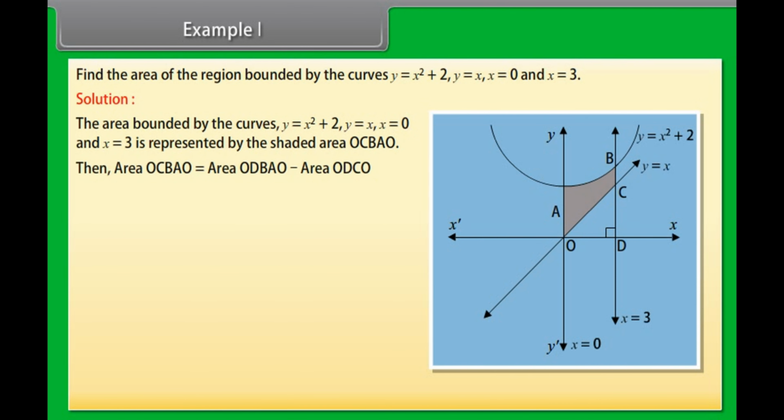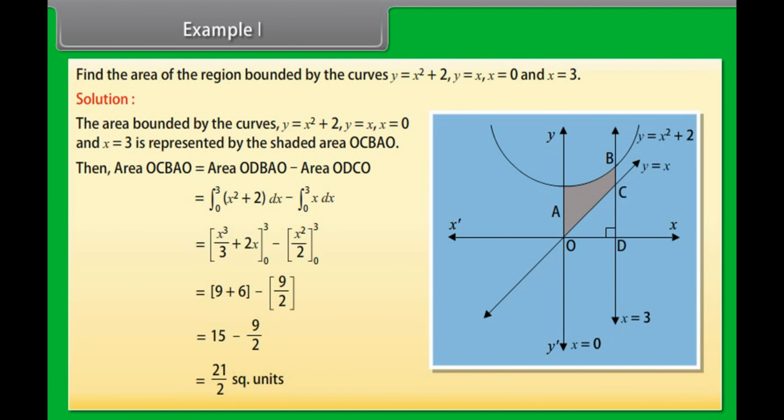Then, area of OCBAO is equal to area of ODBAO minus area of ODCO. That is, the integral from 0 to 3 of x squared plus 2 with respect to x minus the integral from 0 to 3 of x with respect to x. By solving, we get 21/2 square units.